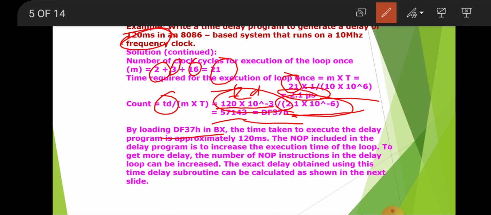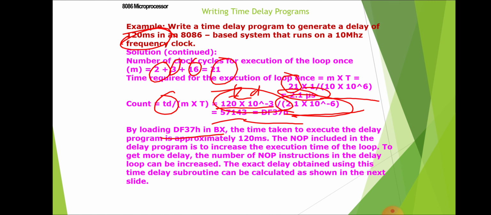The NOP included in the delay program is to increase the execution time of the loop. To get more delay, the number of NOP instructions in the delay loop can be increased. The exact delay obtained using this time delay subroutine can be calculated as shown in the next slide. So if you want to increase the time delay, then you can include the NOP instruction.